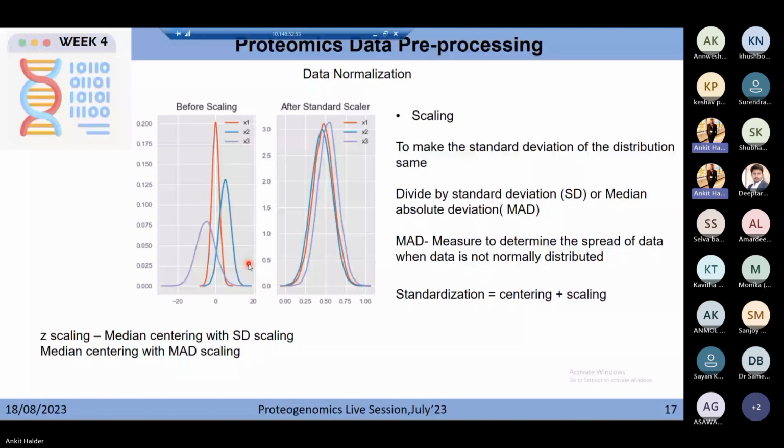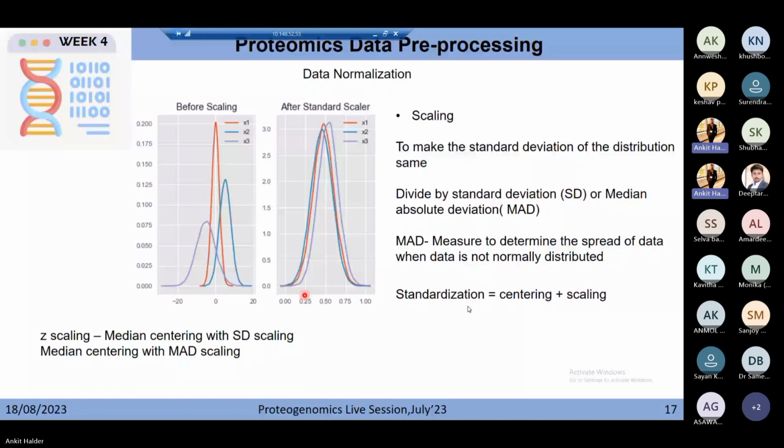So what you can do is, after normalizing and bringing the medians equal, the scaling can be done so that the distribution follows the same standard deviation in all samples. That's called scaling. Generally you can divide your values by the standard deviation or the median absolute deviation. If you do this, all your samples will have their range fall within the same standard deviation. So this is how you can do it.